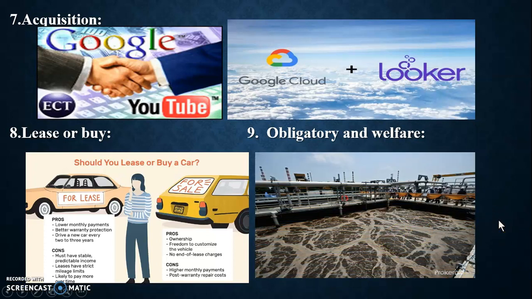And the last one, obligatory and welfare. Many companies invest their fixed assets or capital with the aim of social welfare and not for profit, such as a water treatment plant. This is the image of a water treatment plant. Many manufacturing companies use water treatment plants to refine their polluted water.